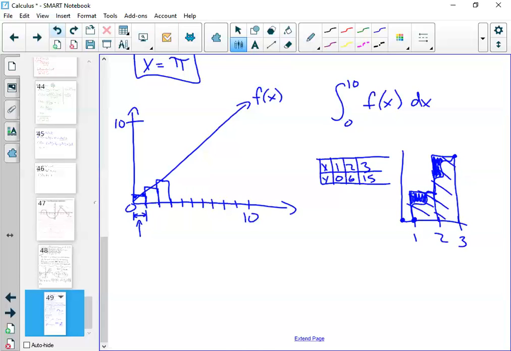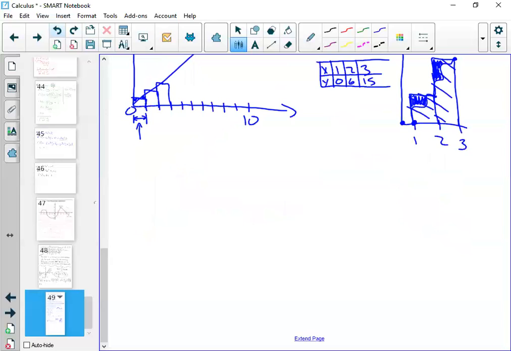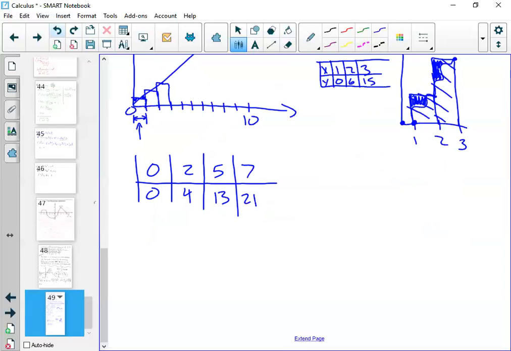The problem that I want to do asks us to approximate the integral based on a table of values. So they say 0, 0, 2, 4, 5, 13, 7, 21, and 8, 23.